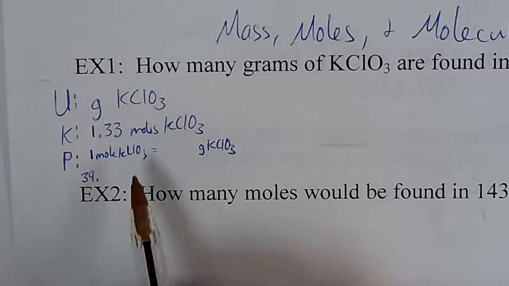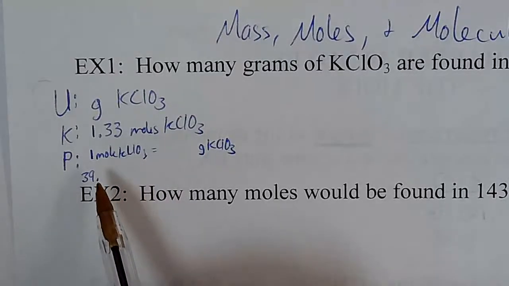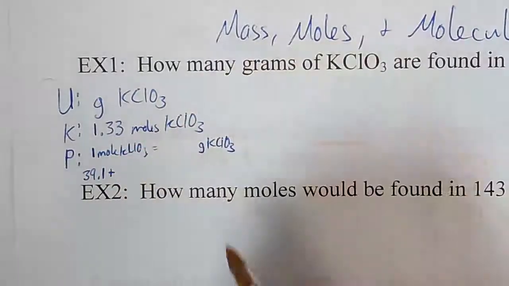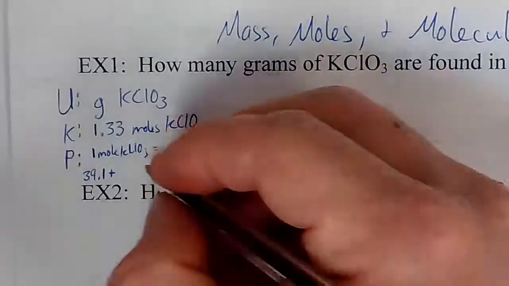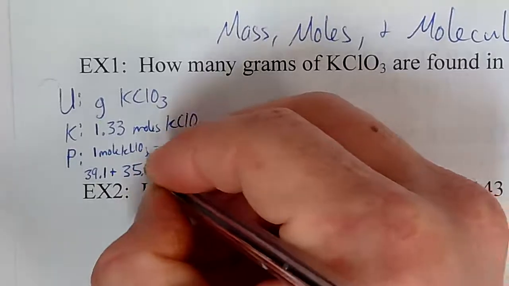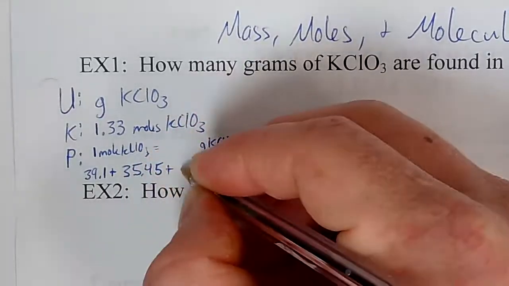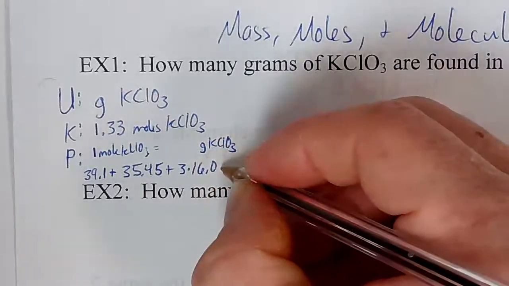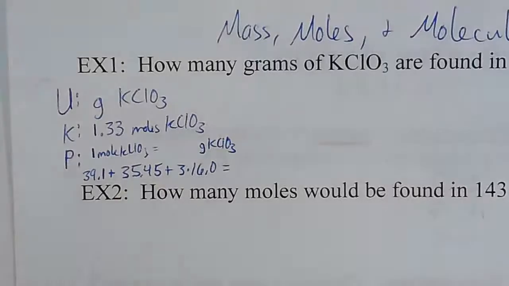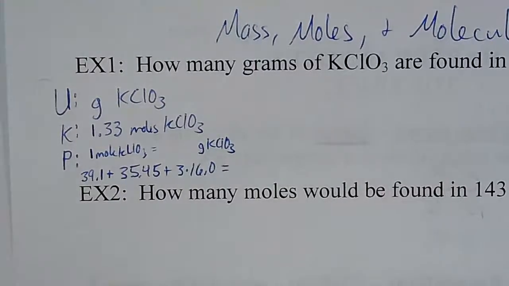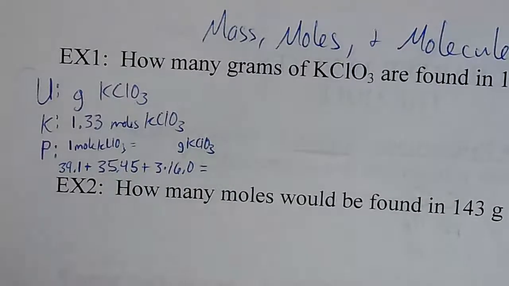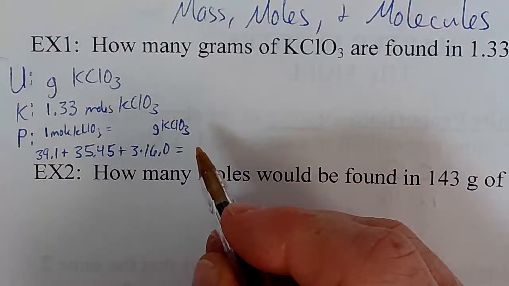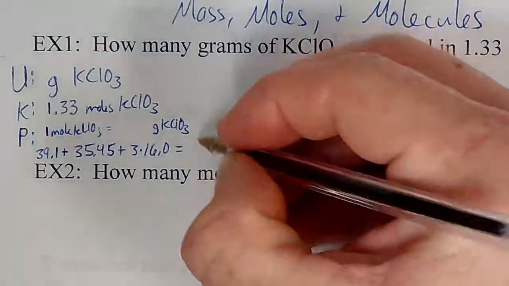All right. So the potassium is 39.1 maybe? Yeah, 39.1. We'll go with that. And the chlorine is still 35.45. And then 3 oxygens, so we're going to do 3 times 16.0. And when you add all of those up, if you haven't got a calculator yet, go get one. All right, so we got our calculators, and I think 122.6, right? Okay.